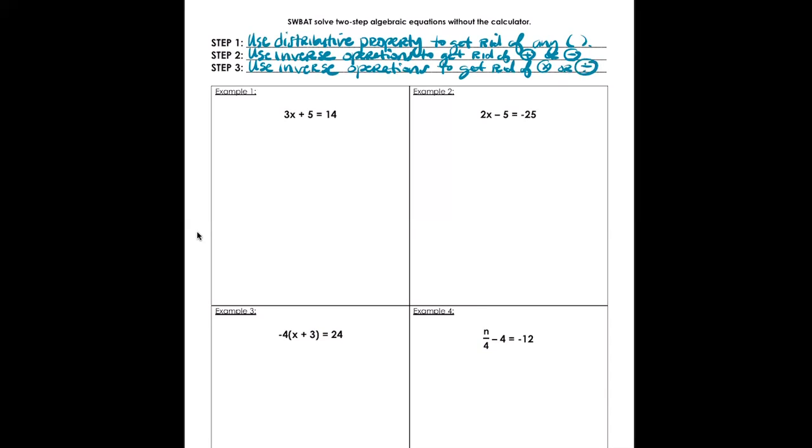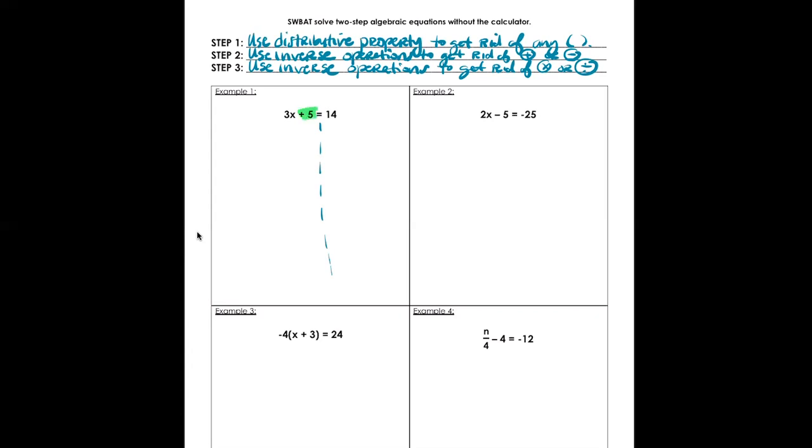Okay, so let's apply these steps to example 1. In example 1, the equation is 3x plus 5 equals 14. Not all the time are you going to have to do all 3 steps, right? Because in this one, there's no parentheses. So we're going to jump down to step 2. Step 2 says to use inverse operations to get rid of any addition or subtraction. So in this problem, I see I have a plus 5. I want to get rid of addition and subtraction first. So I want to get rid of that plus 5.